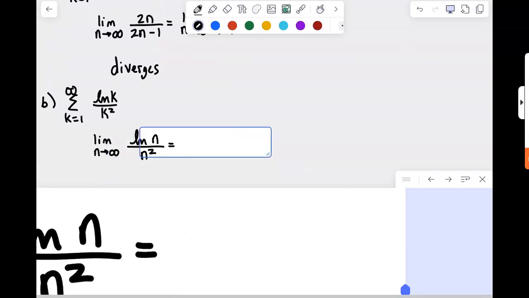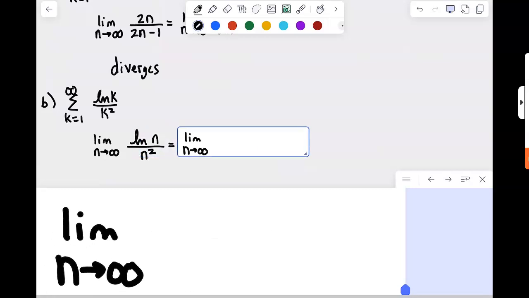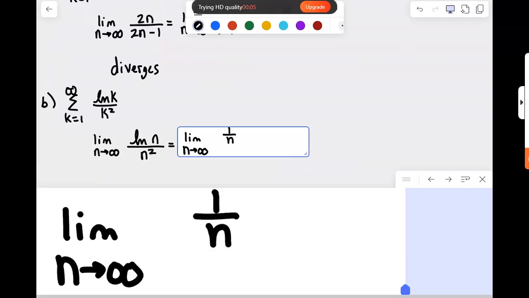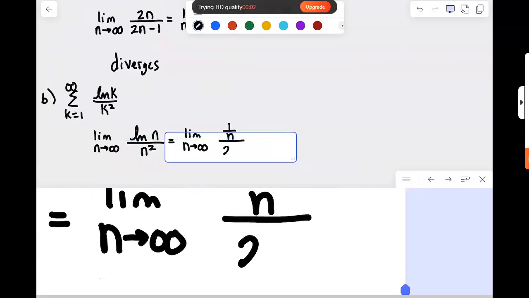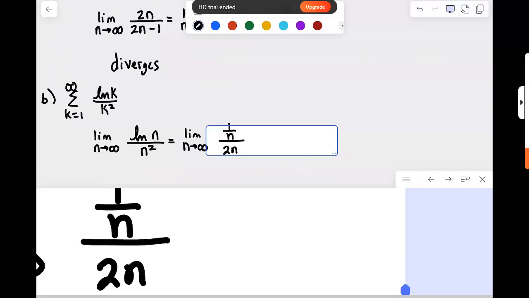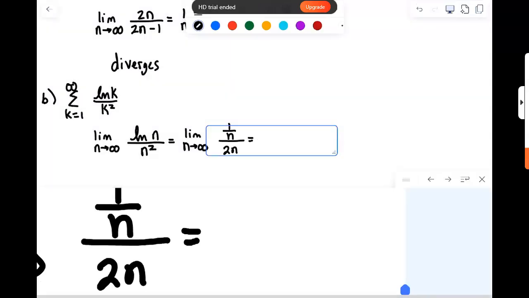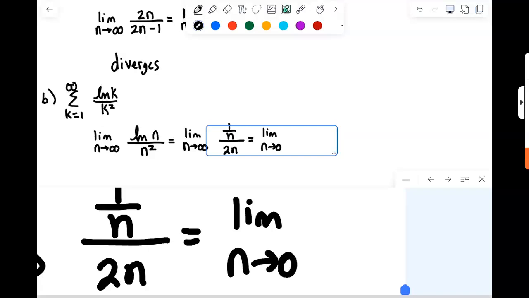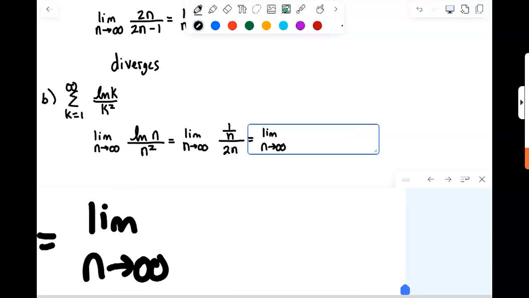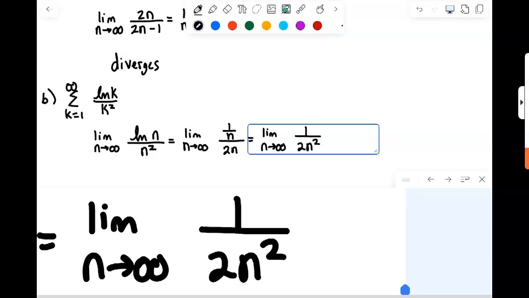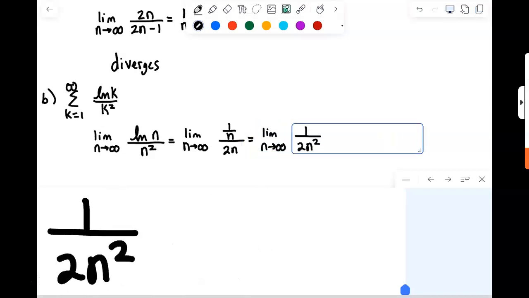So we apply L'Hopital's rule, take the derivative. And that would be 1 over n over the derivative of n squared, which would be 2n. Right. We simplify. That would be limit as n goes to infinity of 1 over 2n squared. Right, when you simplify that, 1 over n divided by 2n will become 1 over 2n squared. And so as n goes to infinity, that is 0.